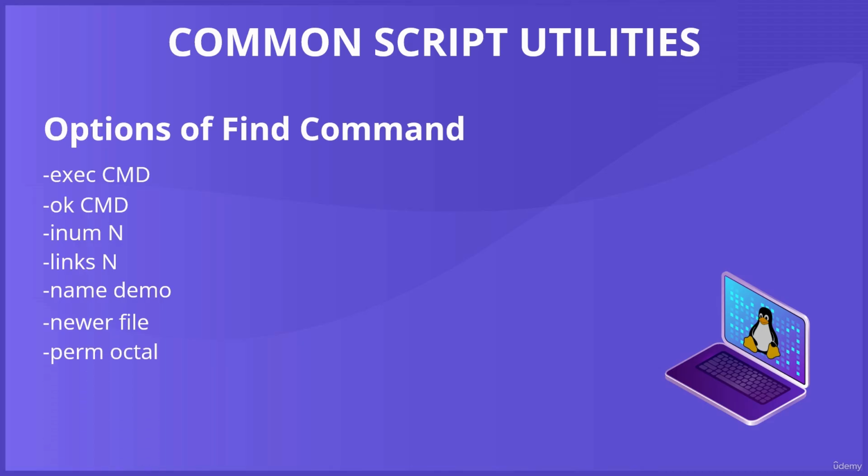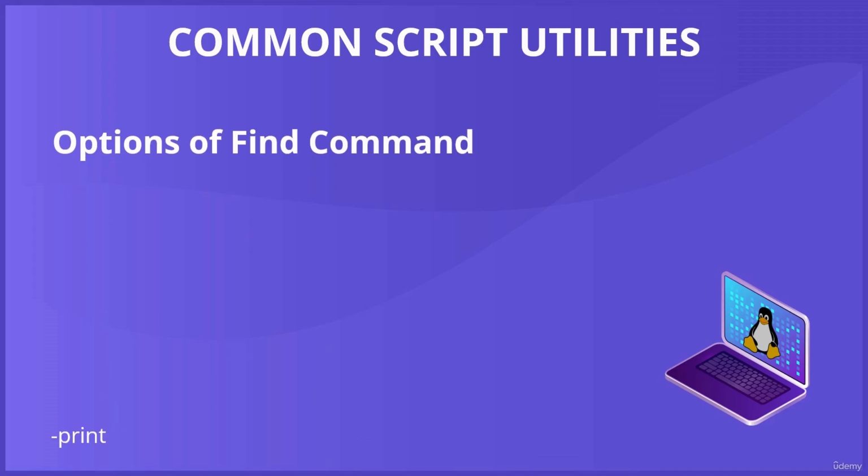-perm octal, now this means it's going to search for the file if permission is octal. -print is going to display the path name of the files found by using the rest of the criteria. -empty, well, this is going to search for empty files and directories. -size +n/-n means search for files of n blocks. n followed by c can be used to measure the size in characters. +n means size greater than n blocks, and -n means size less than n blocks.